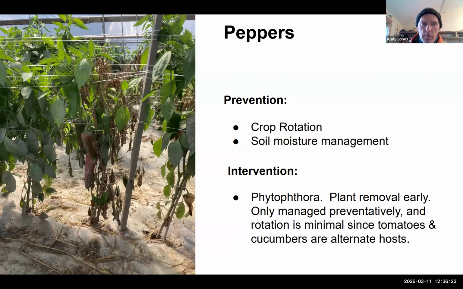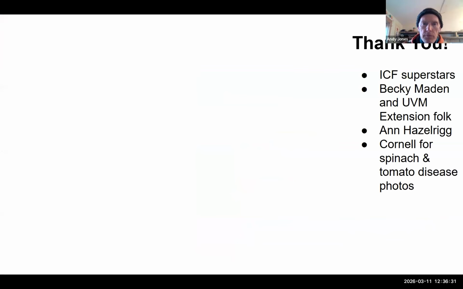Peppers, Phytophthora are a problem, keeping your soil not too wet, can't really rotate out of it. So that's what we're always watching for in peppers.